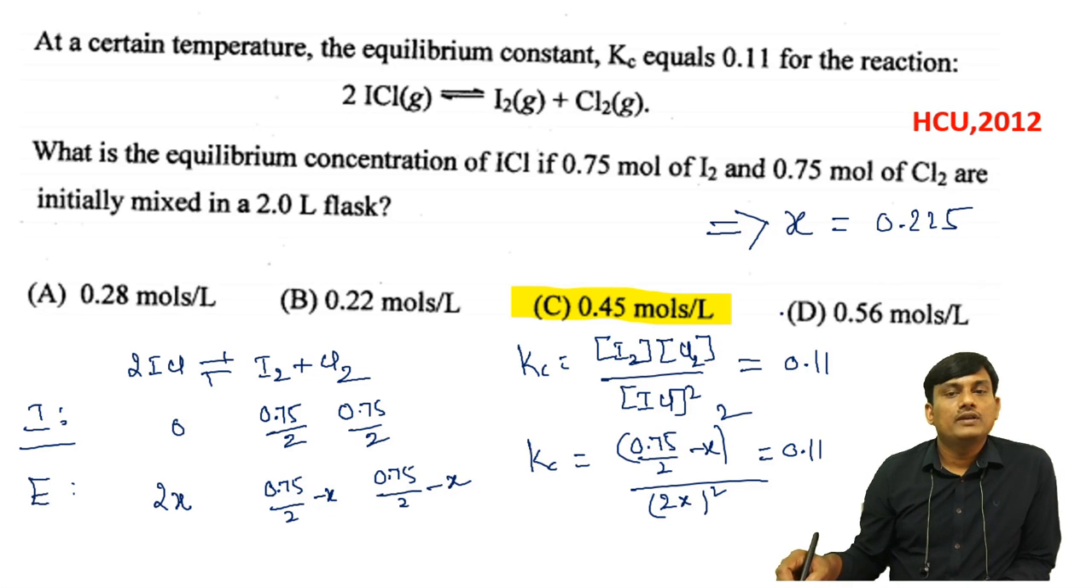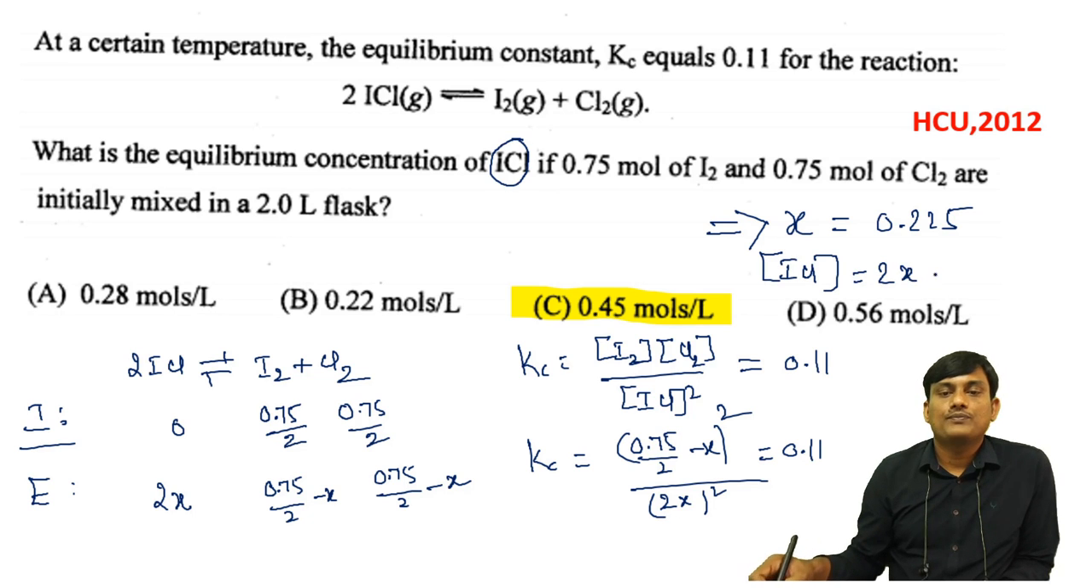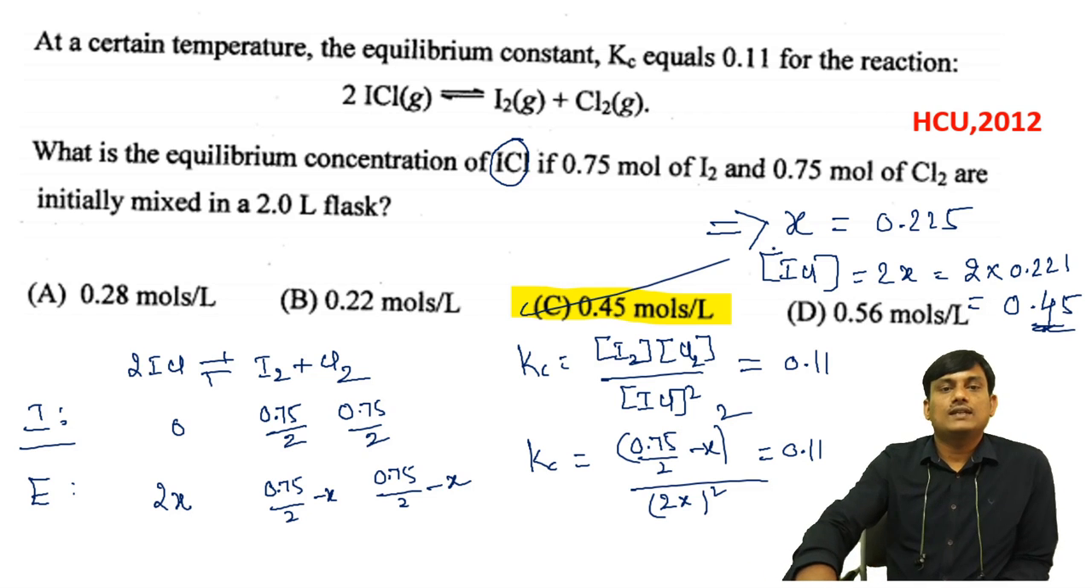Here you have to find out what is the equilibrium concentration of ICl. Okay, ICl equilibrium concentration is 2X. So it will be 2 into 0.225, which is equal to 0.45 moles per liter. So C is the correct option.